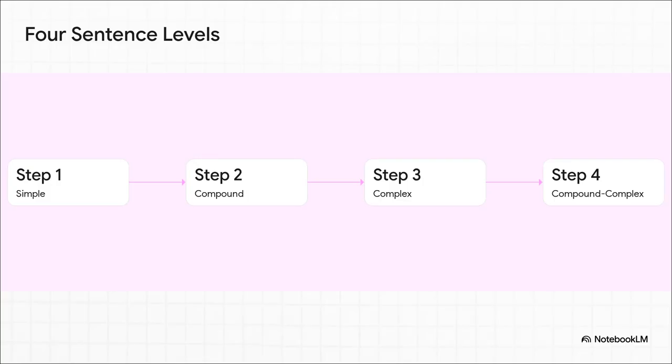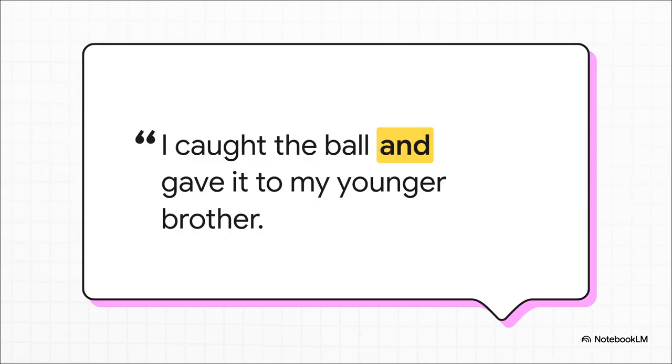So there are basically 4 levels of sentences we can build. We start with simple, then move up to compound, complex, and even compound complex. We're going to see how you can take 2 of those simple blueprint sentences and stick them together to make a compound sentence. And then we'll see how you can link a main idea with a smaller dependent one to build a complex sentence.